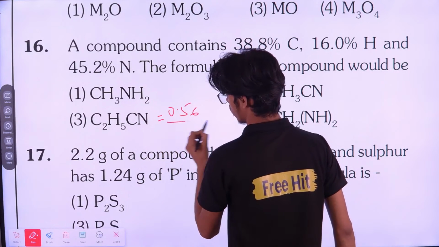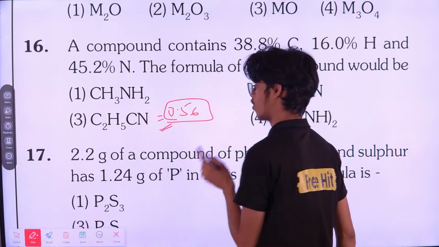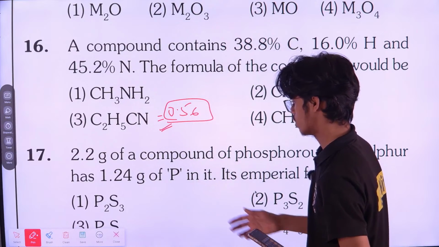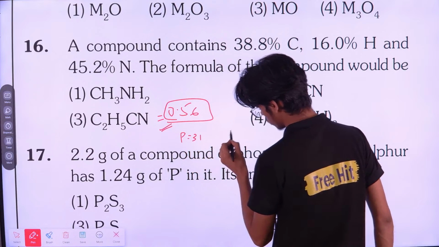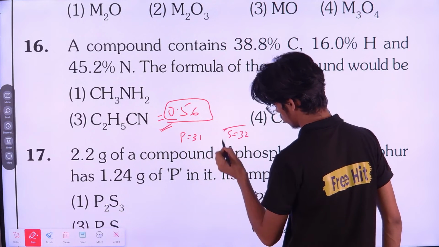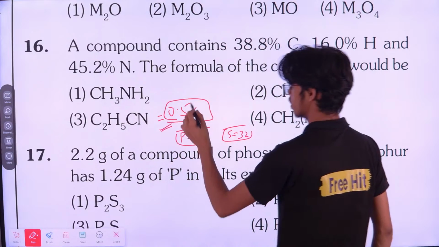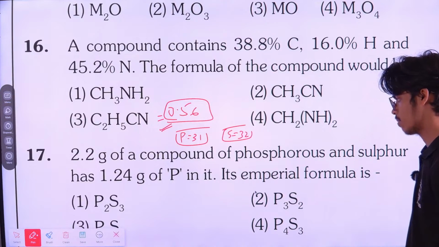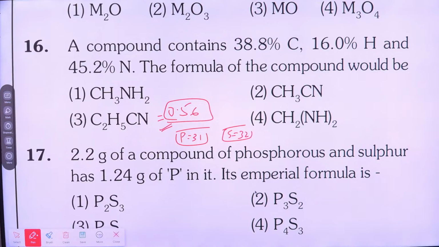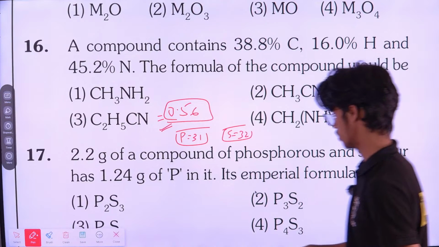0.56, okay. This is the ratio, this is the percentage of the phosphorus in that compound, and we know the mass of phosphorus is how much? 31. Mass of sulfur is how much? 32. Got it? This percentage is nearly 56%, right? It means the number of atoms of them should be nearly equal. Let's see which one of them has that.